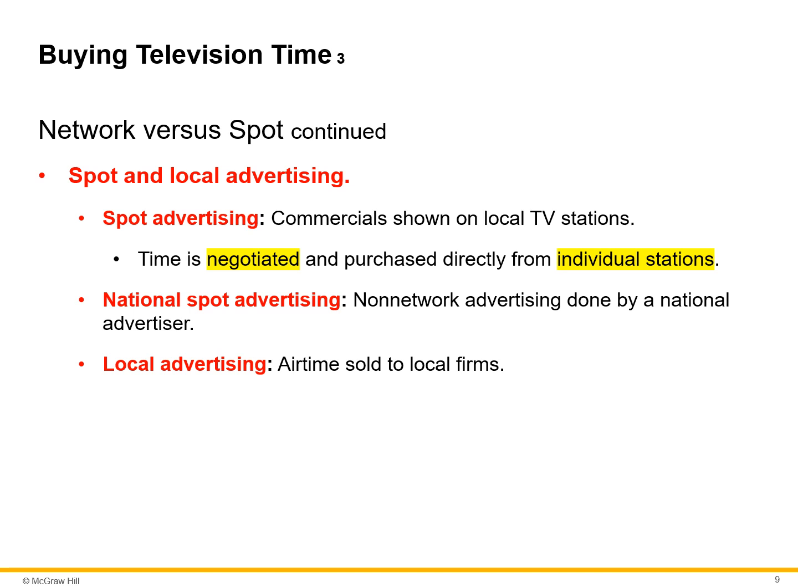Spot and local advertising. With spot advertising, commercials are shown on local TV stations. Time is negotiated and purchased directly from individual stations, not through the network. And there is national spot advertising too: non-network advertising done by a national advertiser. And local advertising: airtime is sold to local firms.